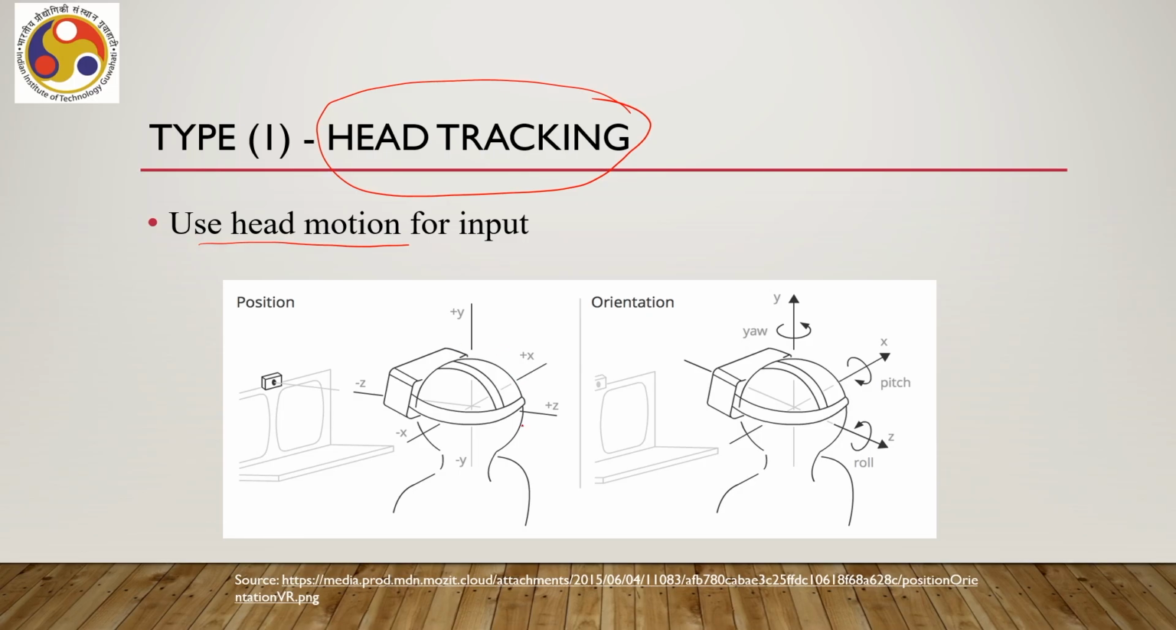So, the user is wearing an HMD, which can double up as a head tracking device. It has sensors which can detect yaw, roll and pitch along different axes of the head movement, and from there it can infer the kind of input that is coming, and accordingly it can change the view.